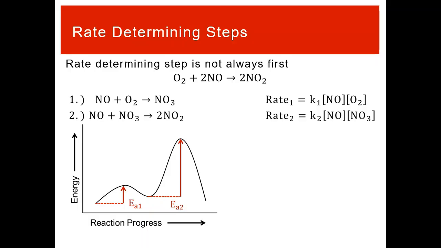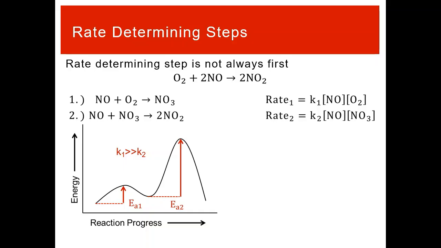Rate determining step is not always first. We have a reaction mechanism for the overall process O2 plus 2NO gives me 2NO2. First, an NO reacts with the O2 to make NO3, and then NO plus NO3 gives me 2NO2. And if we look at the reaction schematic for the reaction energy, I can see that that first barrier is relatively short, second barrier is quite tall, and so I would then say that the K1 is probably going to be a lot higher than K2.